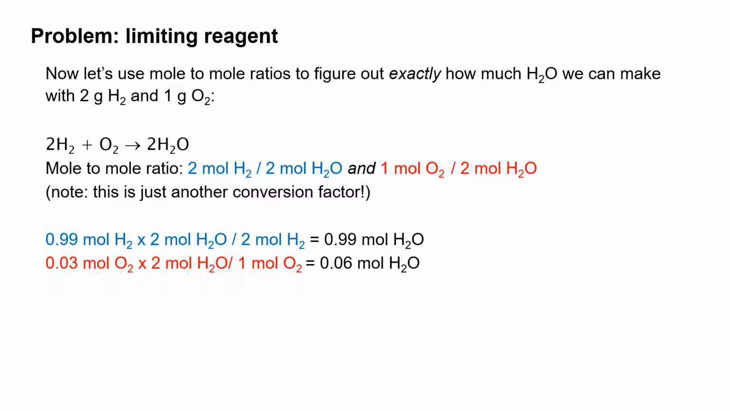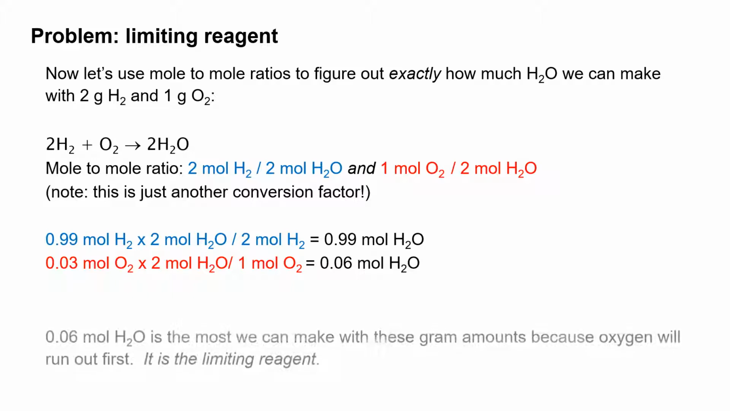However, with 0.03 moles of oxygen, we know we get 2 moles of water out for every single mole of oxygen we put in. And when we do that math, we realize we're actually going to get 0.06 moles of H2O when we put in 0.03 moles of oxygen.